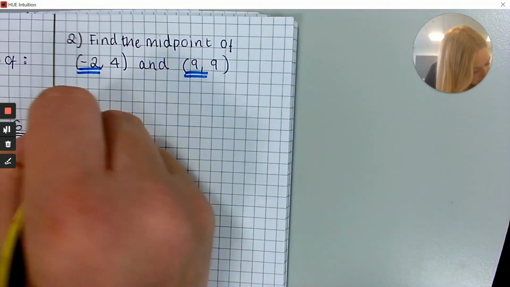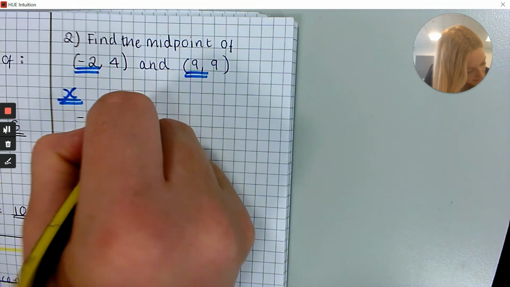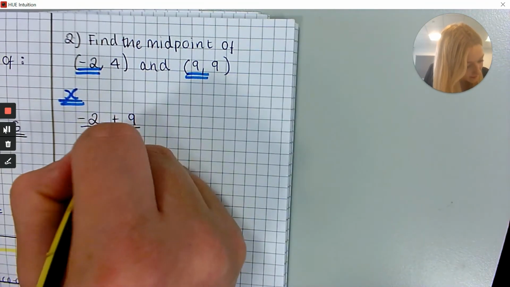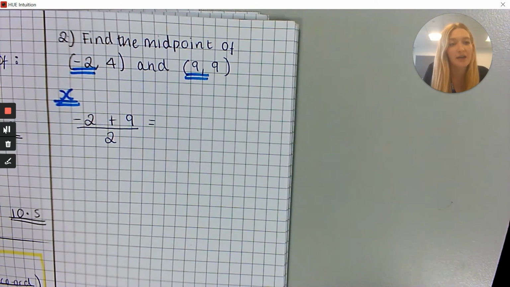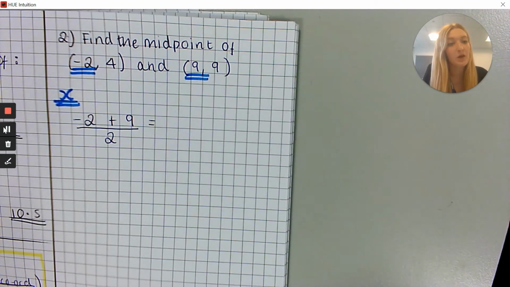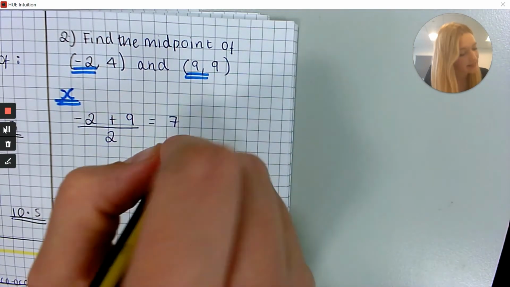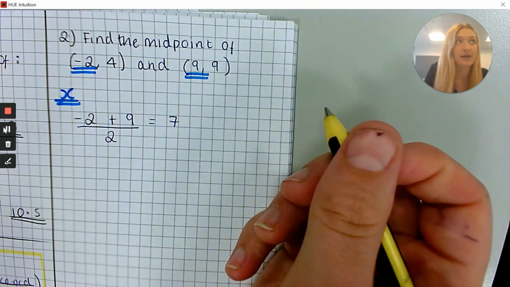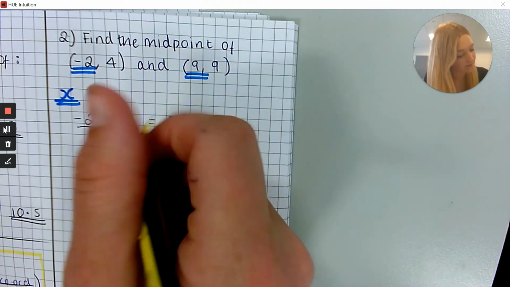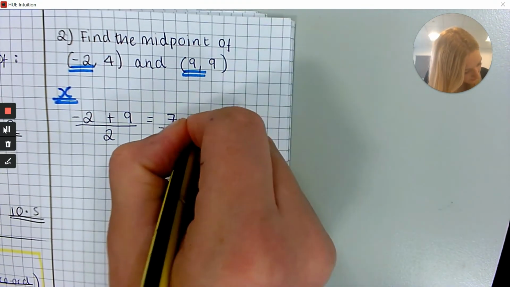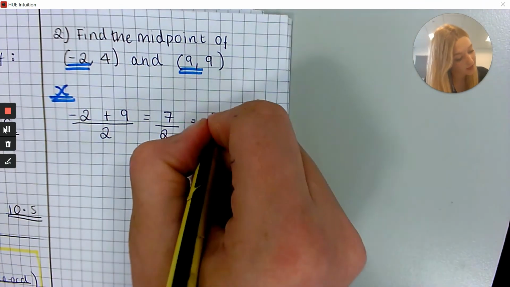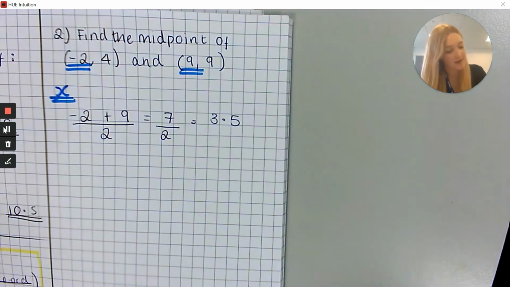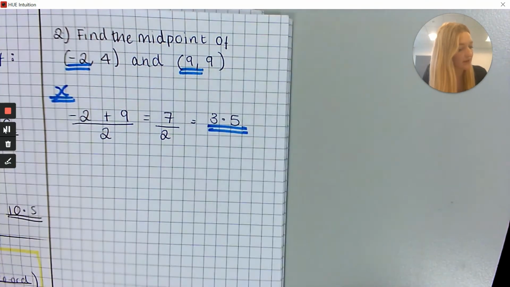So I've got to do -2 plus 9 divided by 2. What's -2 plus 9? Good, 7. It's the same as 9 take away 2. -2 plus 9 is 7, over 2, which gives me 3.5. And that's my x number. My x value is 3.5.